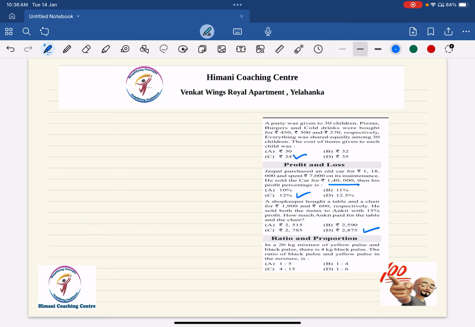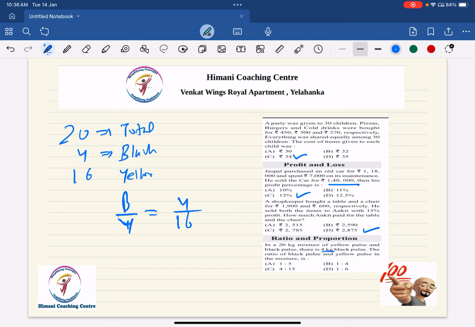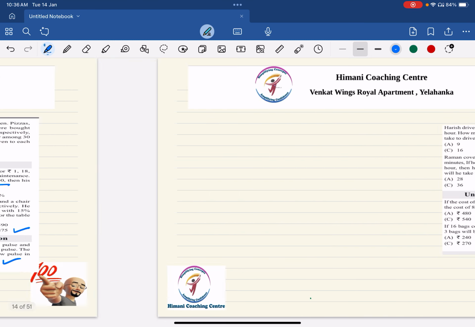In a 20 kg mixture of yellow pearls and black pearls, there are 4 kg of black pearls. So see, there is a total of 20 kg, correct? Then they are saying black pearls, I'm just writing black here, is how many kgs? 4. That means how much kg is yellow? 20 minus 4, 16. Now this question asks the ratio of black to yellow. So black is 4, yellow is 16. You simplify, so you get 1 is to 4 as the answer.